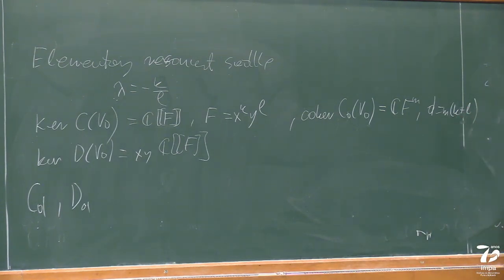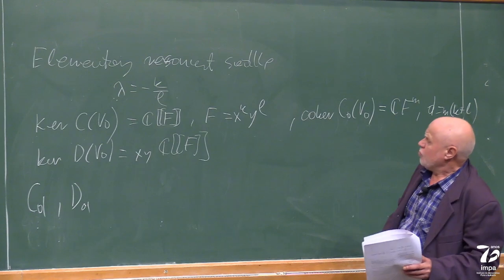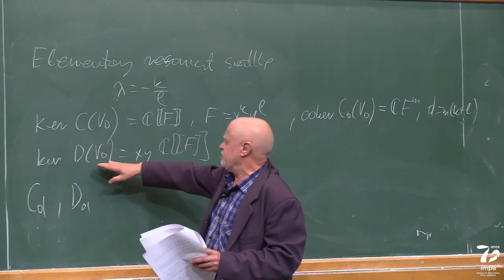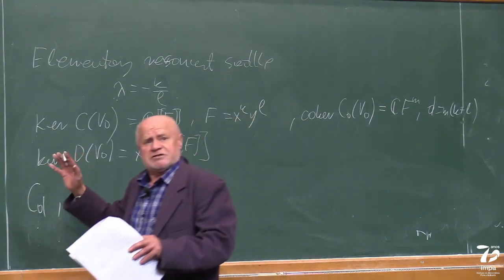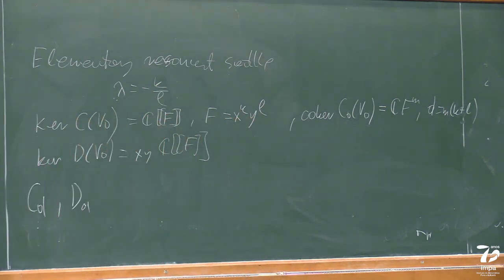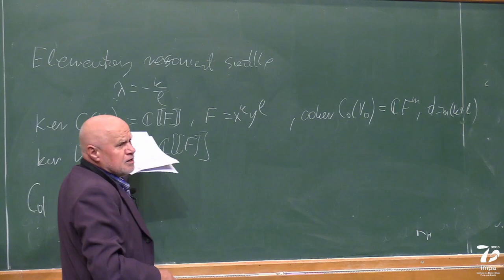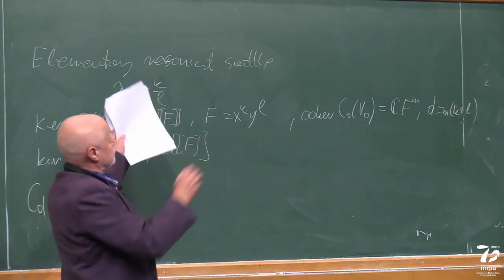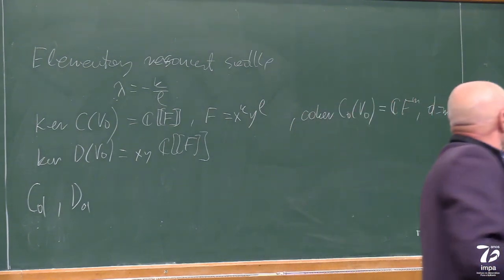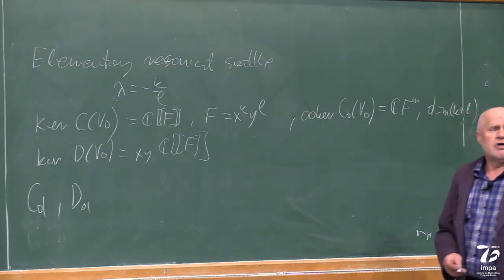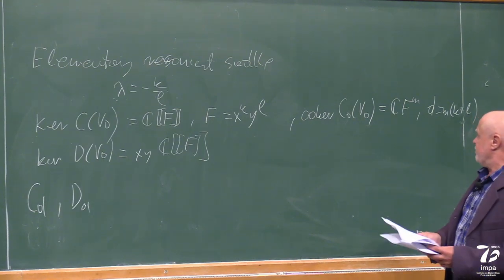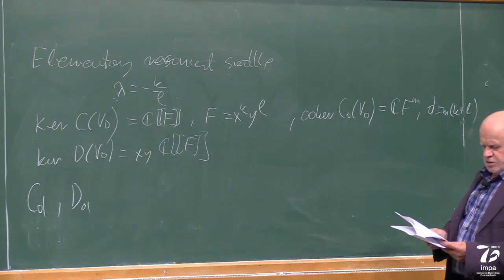So now I claim that the reduction to normal form would be using these operators C of V0 and D of V0 in the first level of analysis. In the second level of analysis, we could use some terms from this kernel to reduce some terms from the first level normal form. But I want to present you the proof of non-analyticity even at the first level. So, what do I assume?